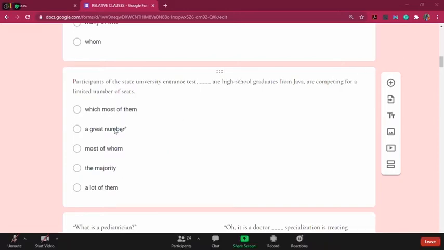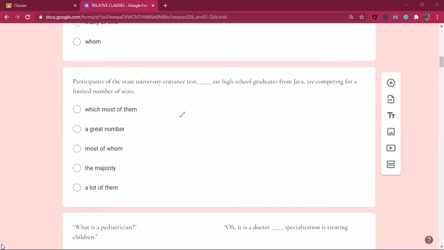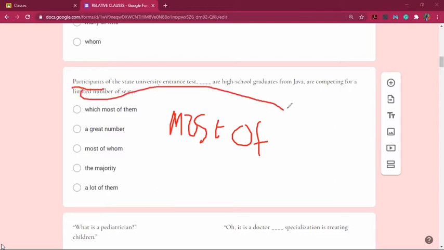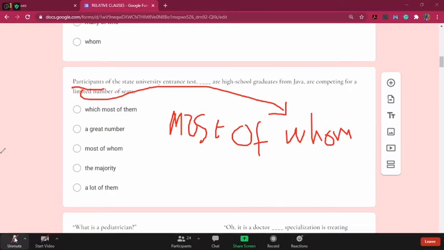Which most of them? Now, I told you, when you use quantity expressions, that's the rule, you have to put the quantity expression first, most, and then you put of, and then you have to decide: this is participants, and participants is people. Then you're going to use most of whom. Is that clear? Okay, you will not say which most of them because it's going to be complicated for a native speaker.